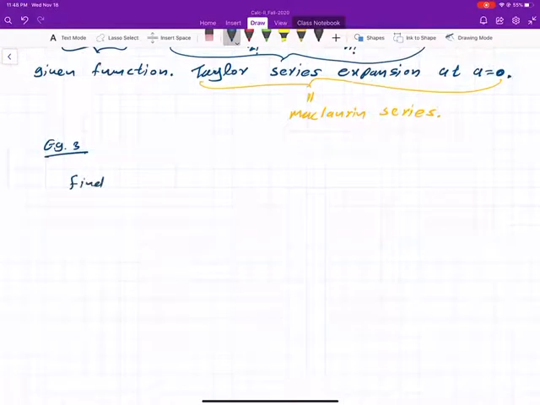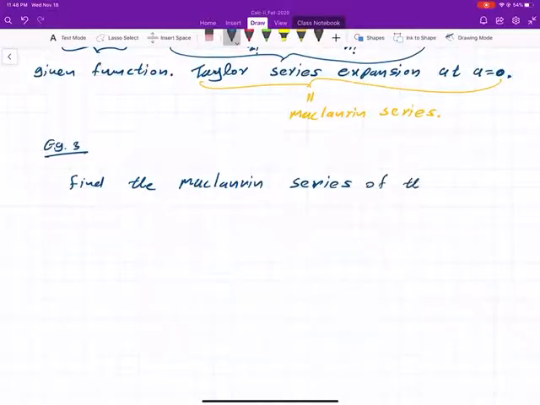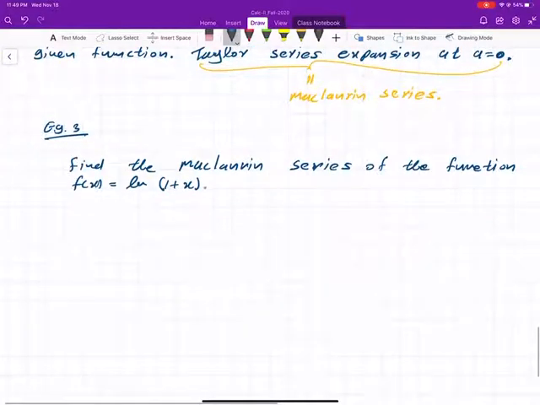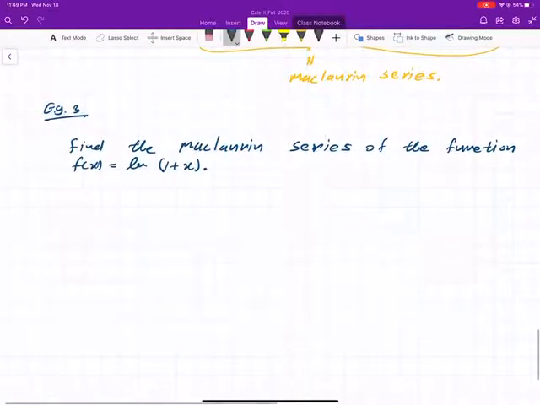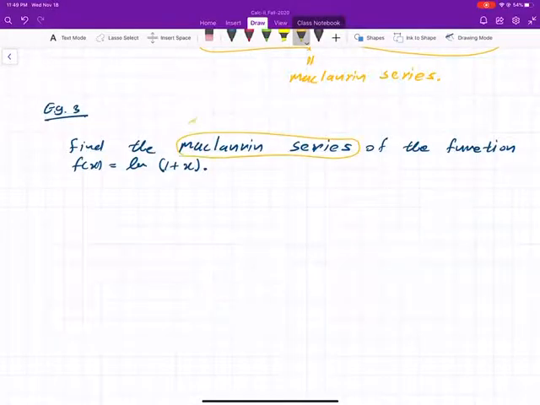Find the Maclaurin series. I'm sorry, when it says Maclaurin series, you don't need to say at. Find the Maclaurin series of the function f of x equals ln 1 plus x. All right. It says Maclaurin series, that is Taylor series at a equals 0. Both are having the same meaning.